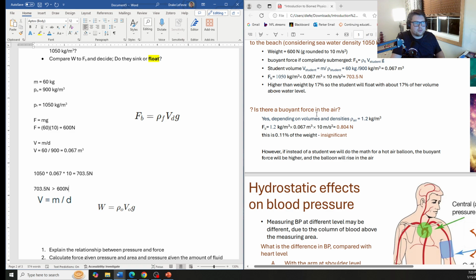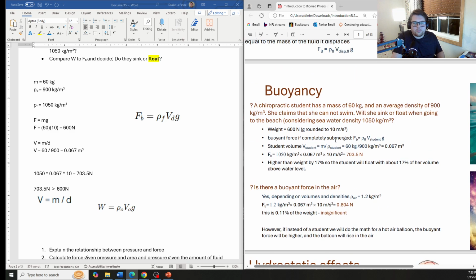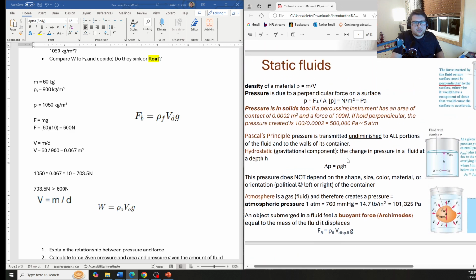Same thing with this next problem. Is there a buoyant force in the air? Air is treated the same as a fluid, just much, much less dense. So we consider it rather insignificant. So yeah, that is our buoyancy, and we will move on to the next chunk talking about pressures.